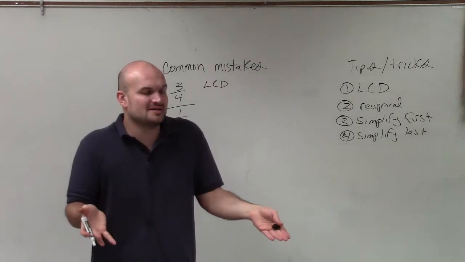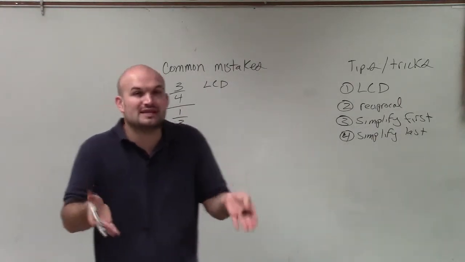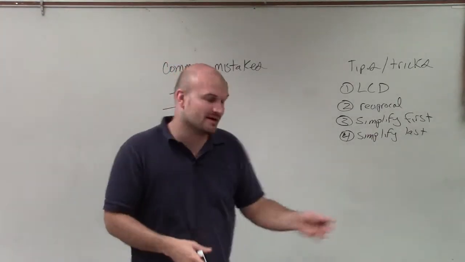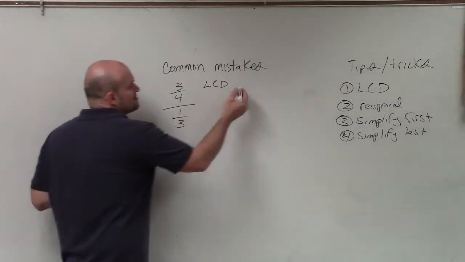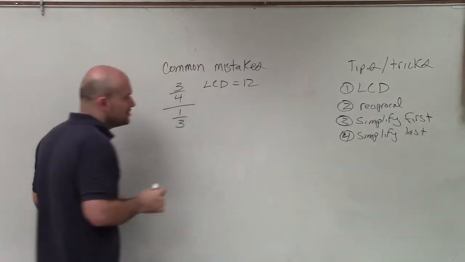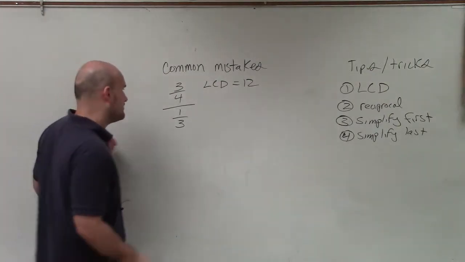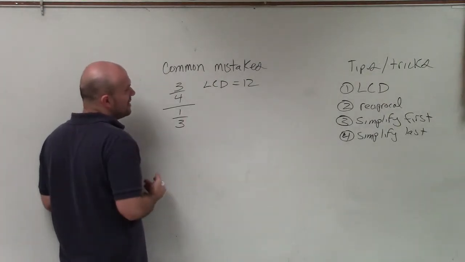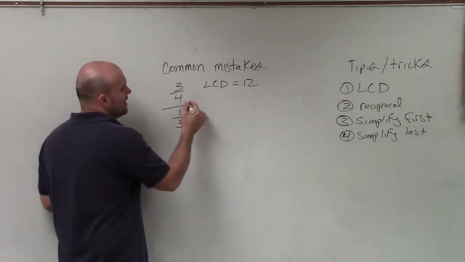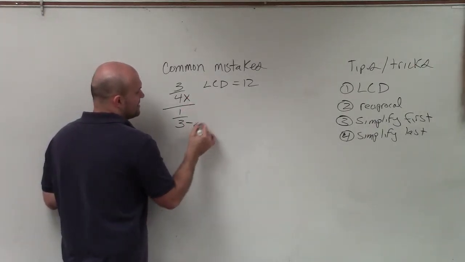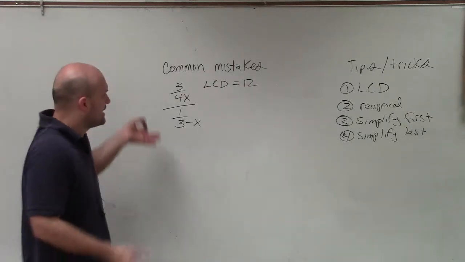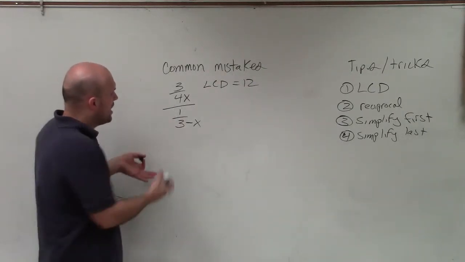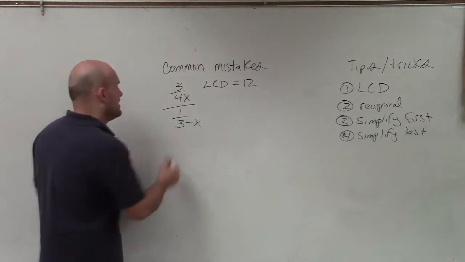A lot of times, you just list out the multiples of both denominators. In this case, the smallest number that they're both going to divide into would be 12. But the problem we often come into is, what happens if I bring in an x and then I subtract an x? This is where a lot of students get confused. They say, I don't know what these two denominators are going to have in common.